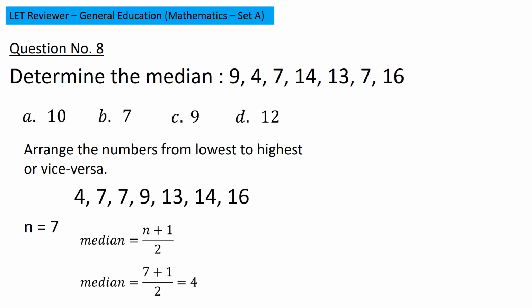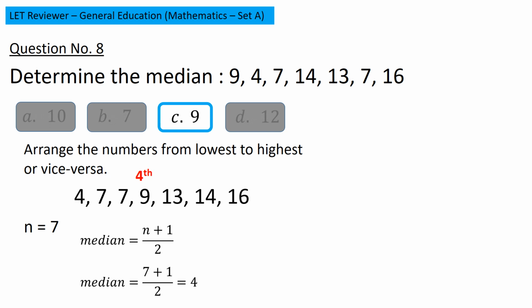So 4 means the fourth number. So in our data, our fourth number after arranging them from lowest to highest is 9. So the median is 9. So our answer here is letter C, 9. So, I hope nakuha nyo itong sagot sa number 8.